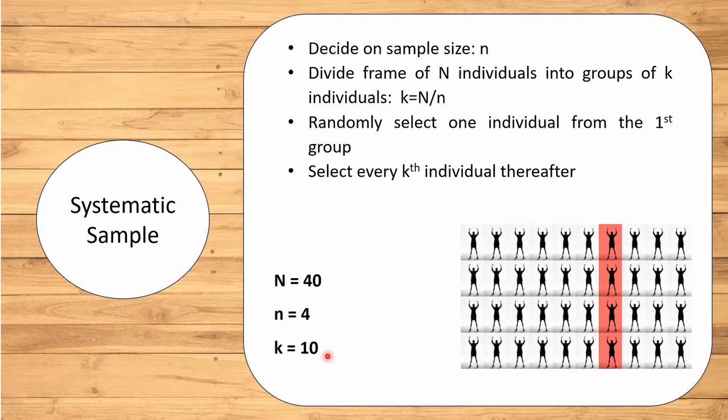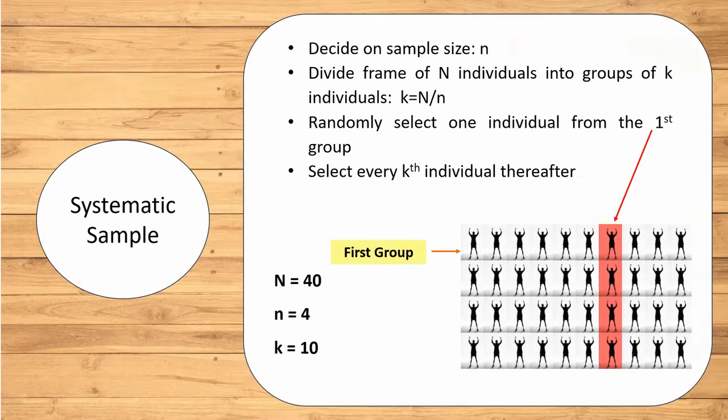So this here is your first group. Your first group has 3, 6, 9 and 10, right? So you select one person, say you select the 7th person. That is the randomly selected individual from the first group. Since k is 10, you then select the 17th person from the second group, the 27th person from the third group, the 37th person from the fourth group, likewise, because you are selecting every kth individual thereafter.